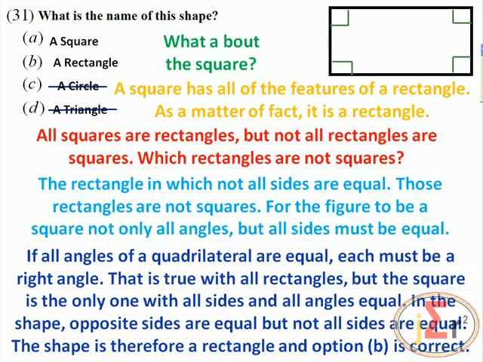In the shape, opposite sides are equal, but not all sides are equal. So in this shape that we have here, the opposite sides are equal, but all of the sides are not equal because this side is not equal to this one. The shape is therefore a rectangle, and option B is correct. It is a rectangle.